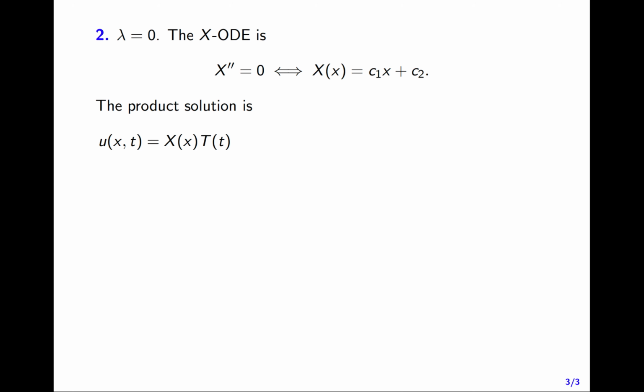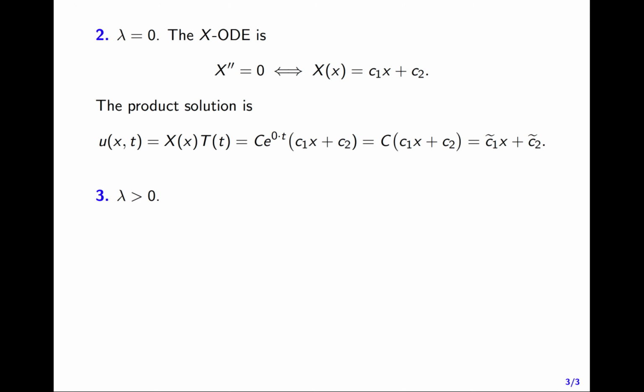Then I go back to the product solution. u of x,t is capital X of x times capital T of t. And that's a constant C times e to the 0 times t times c1 x plus c2. So the exponential is completely gone. I have a capital C times c1 x plus c2. And again, I don't really have three free parameters here, C, c1, c2. I multiply that big C on c1 and c2, and I find that u is ultimately c1 tilde x plus c2 tilde for some new constants c1 tilde and c2 tilde.